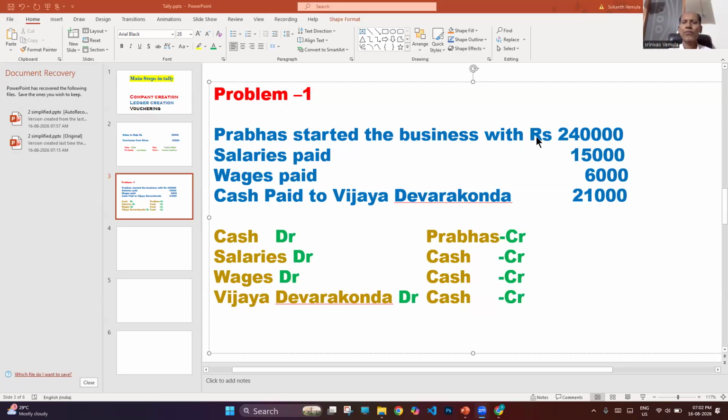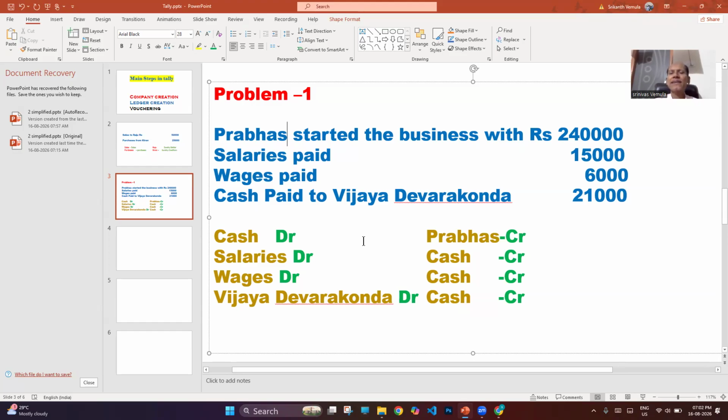Dear students, we shall see a new problem in Tally ERP9 today. Yes, this is the problem. Please listen. Prabha started the business with rupees 2,40,000. Salaries paid 15,000. Wages paid 6,000. Cash paid to Vijay Devarakonda 21,000.